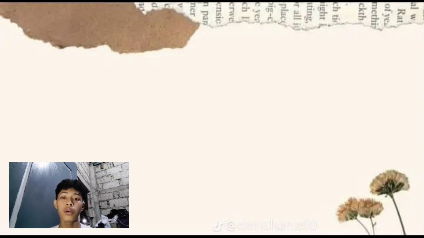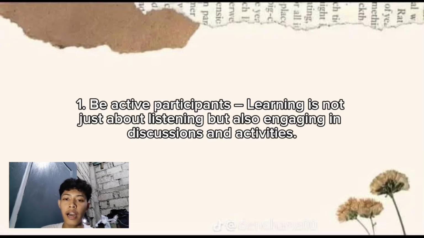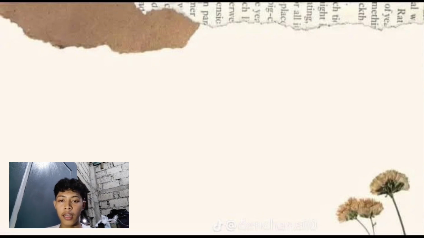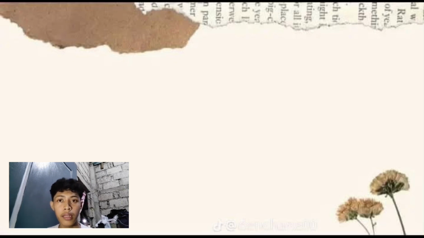So, role of the learners. Students also have important responsibilities in this type of classroom. They should be active participants. Learning is not just about listening, but also engaging in discussions and activities. The second one, make decisions about their learning. They choose methods and strategies that work best for them, or also just like me, for us students.